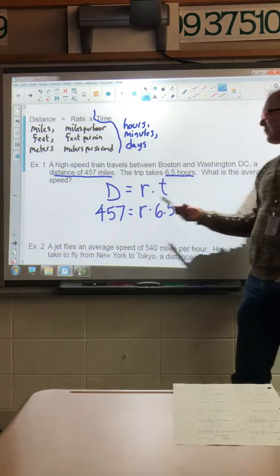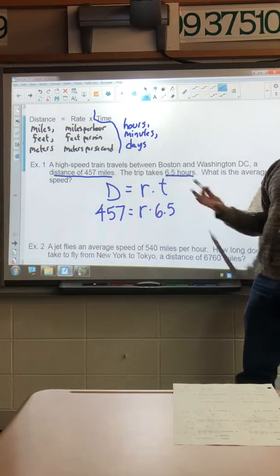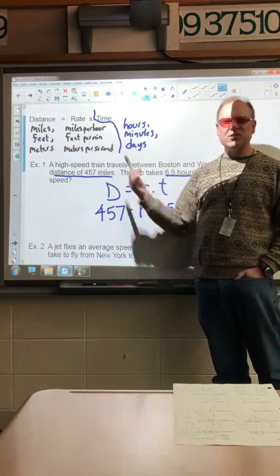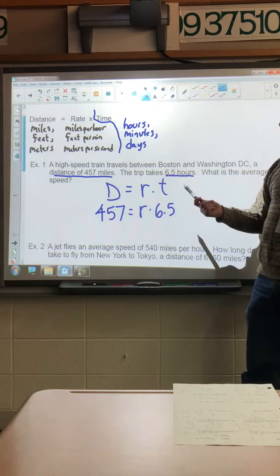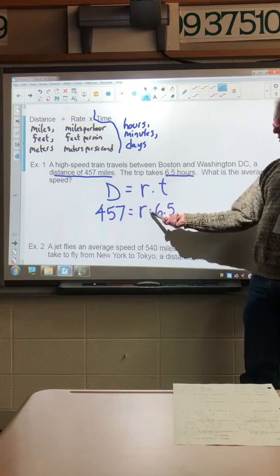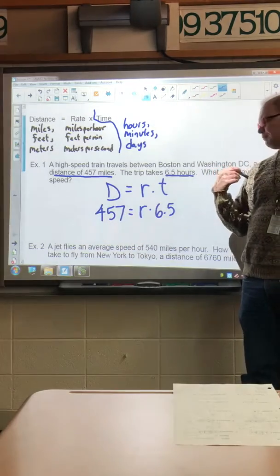Okay, what is the average speed? So speed is like a rate. Like how fast are you driving? Miles per hour, that's how fast you're going, that's your speed. So that would be an example of a rate. Okay, so we have R times 6.5 equals 457.